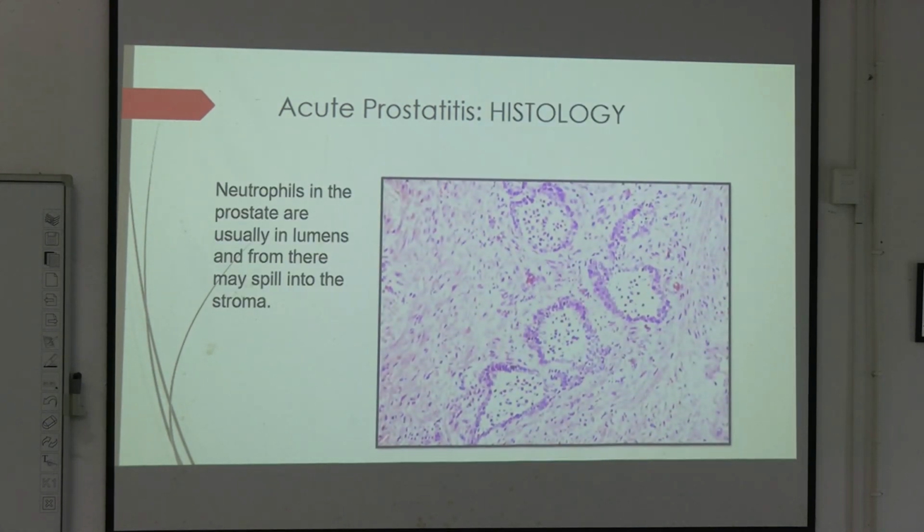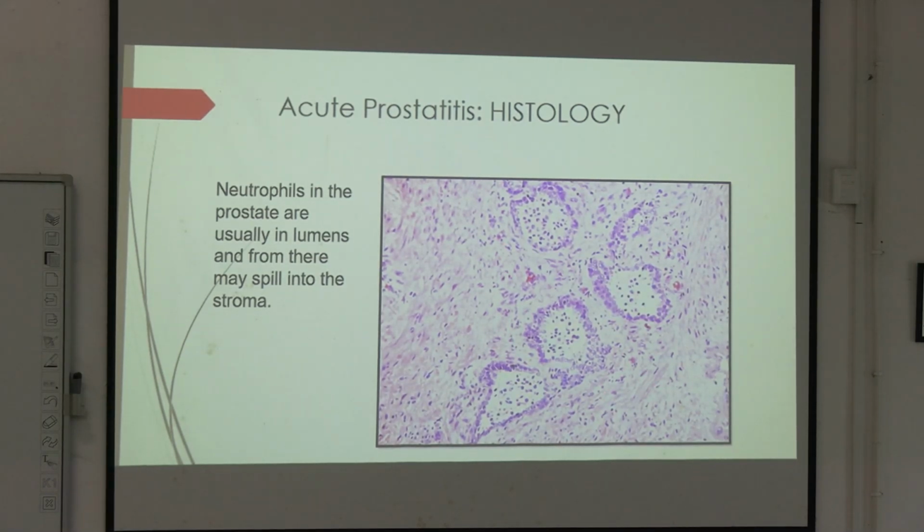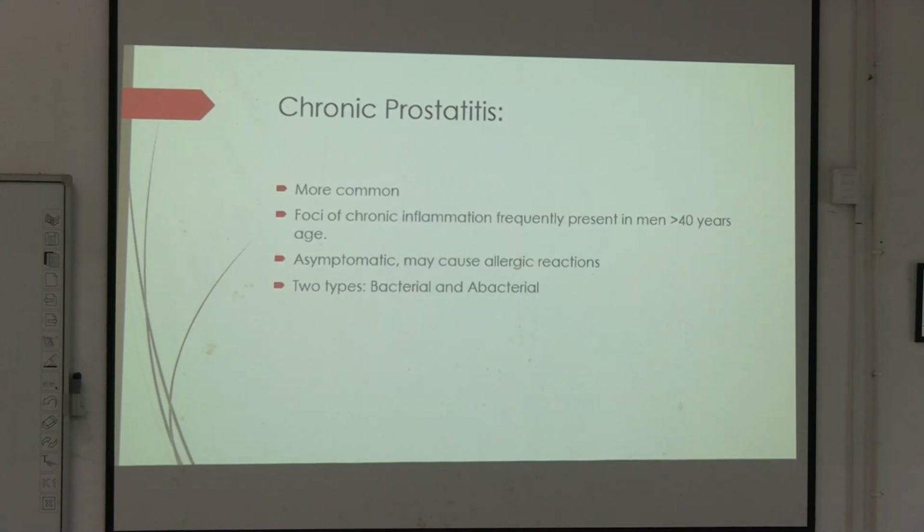So on histology, this is a histopathological image where you can see these are the prostate glands which you are seeing and they are filled with neutrophilic infiltrate, okay? And these are the glands and this is the stroma. You can see acute inflammatory cells in the stroma as well, okay? So next is chronic prostatitis.